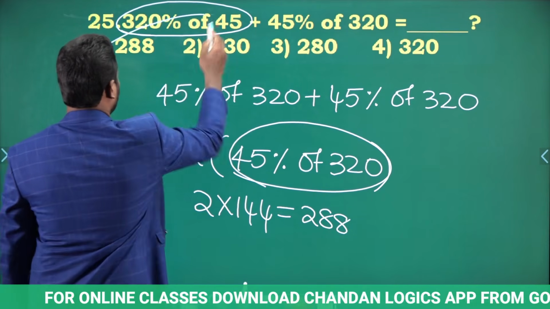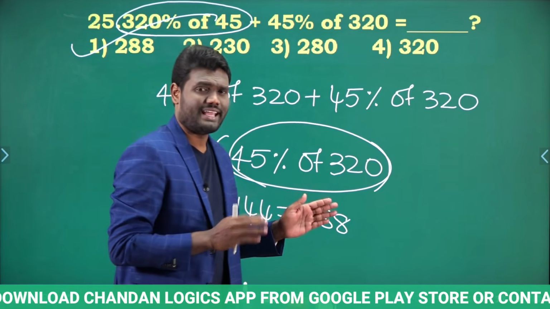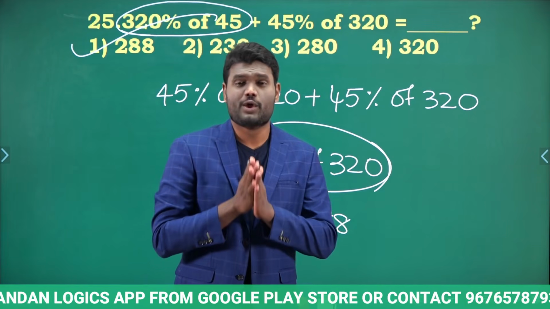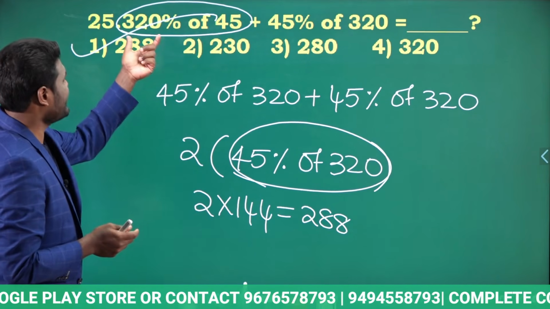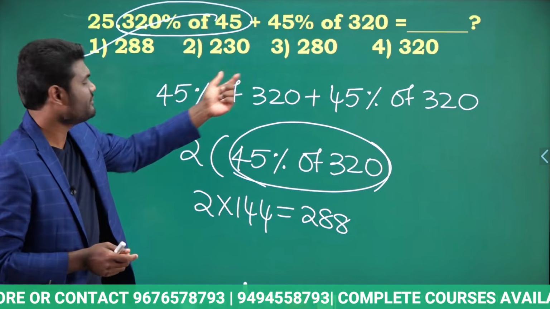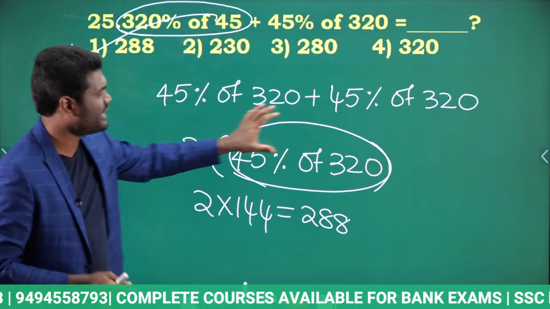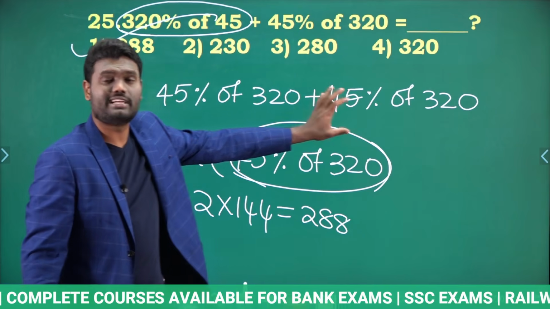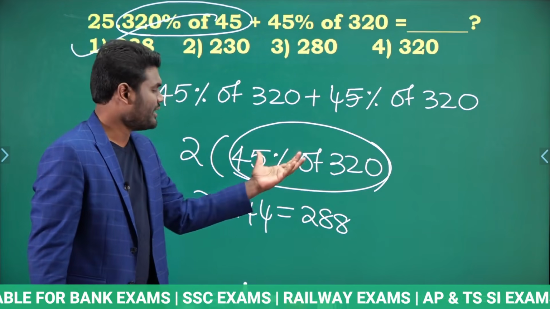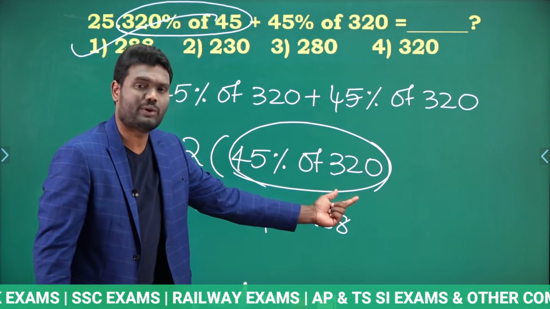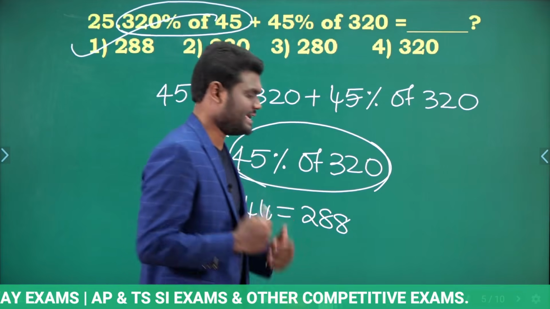Very, very simple question. You just need to know the concept: X percent of Y is the same as Y percent of X. When I know this, then I can say 320% of 45 is the same as 45% of 320. So even this is 45% of 320, even this is 45% of 320. Now this is going to be 2 into 45% of 320. When you calculate, 45% of 320 is nothing but 144. So 2 into 144 is going to be 288.